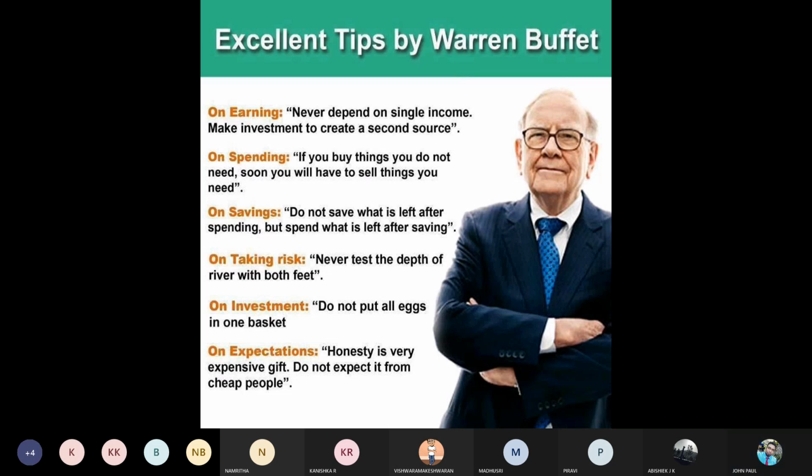Okay, then on expectation, honesty is a very expensive gift. Do not expect it from cheap people. These are all the principles set by Warren Buffett. So the very important thing we need now, according to our financial management topic, is investment. Do not put all the eggs in one basket. And we need savings, spending, earning also.